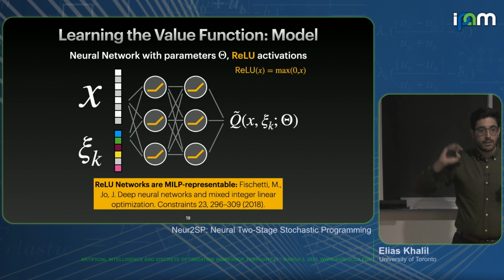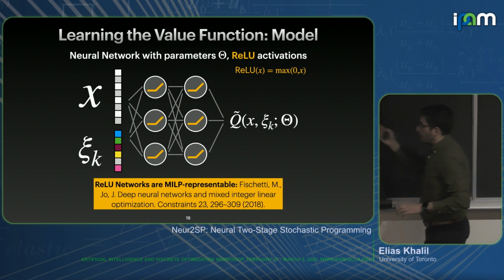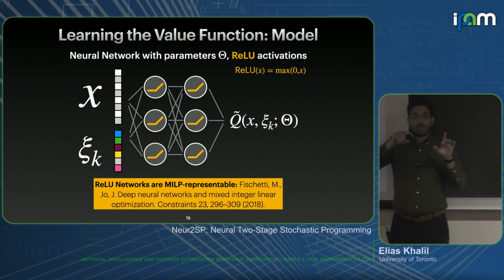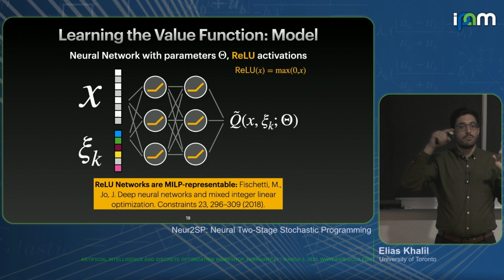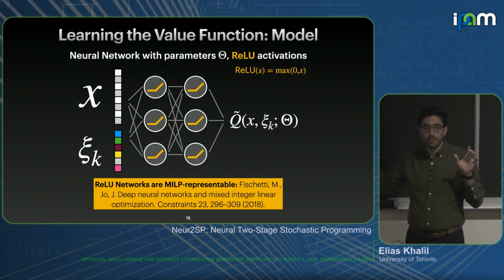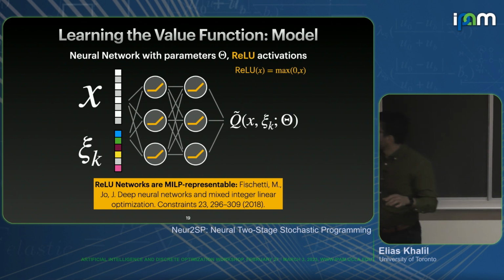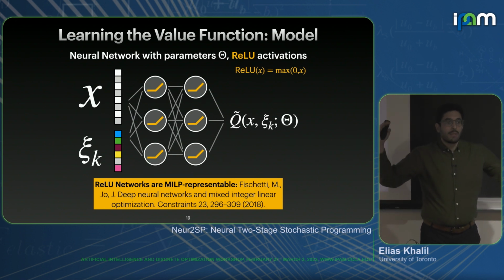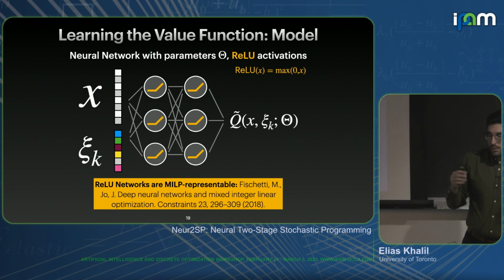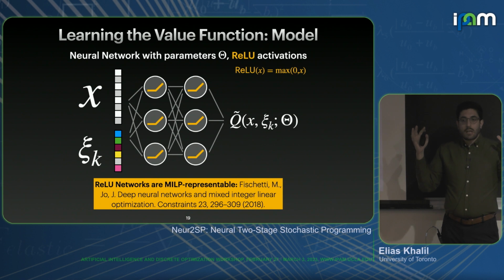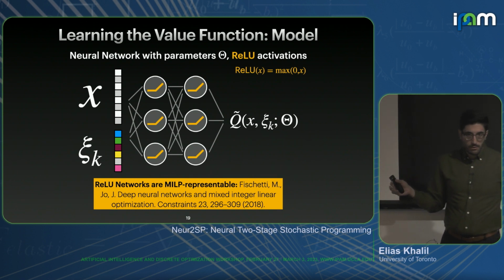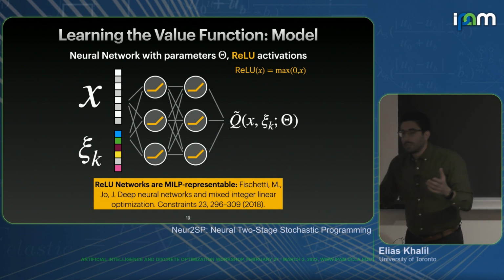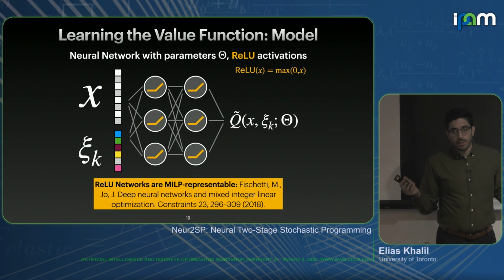Q tilde should approximate the true Q. The ReLU here is important because the ReLU is a piecewise linear function, and you can express the ReLU as a mixed integer linear program. And then the stacking of ReLUs gives you one big mixed integer linear program. Nothing magical about this: a ReLU network represents a piecewise linear function, and you can write piecewise linear functions as mixed integer linear programs. You could have other activations that are representable in the same way.